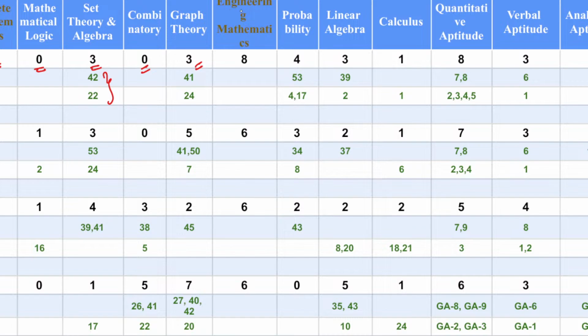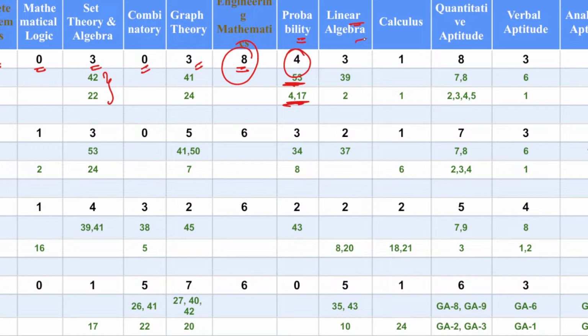After that, engineering mathematics in total has 8 marks. And how is the distribution in engineering mathematics? From probability, a 4 marks question came: one 2 marks question, and two 1 mark questions.